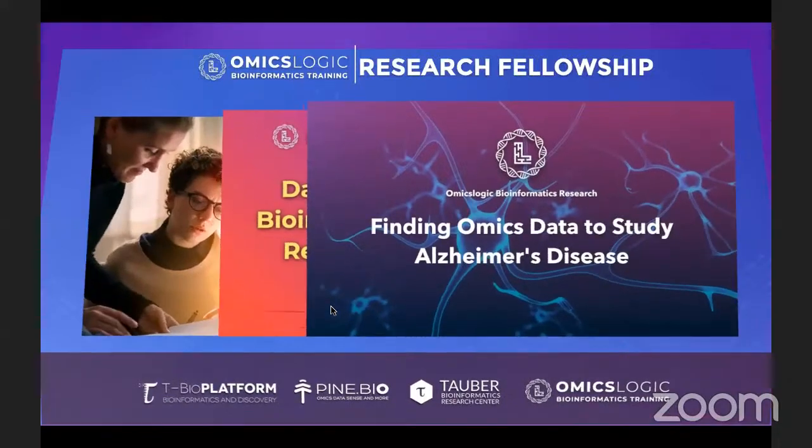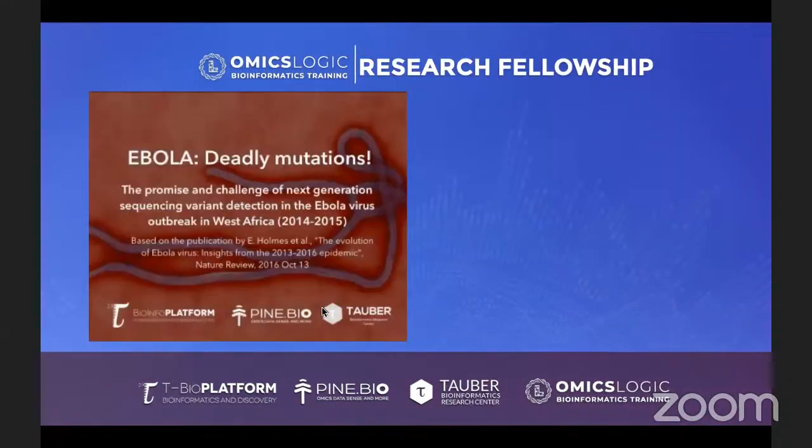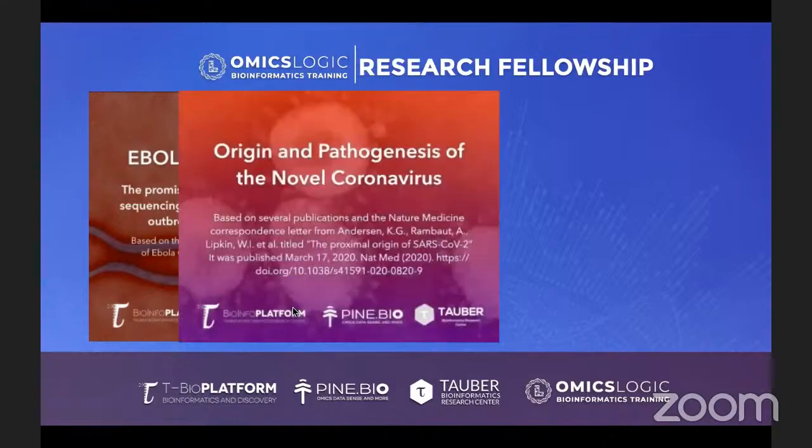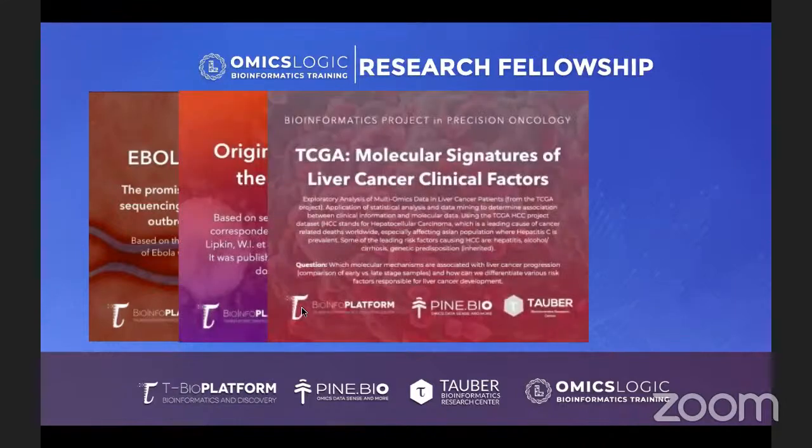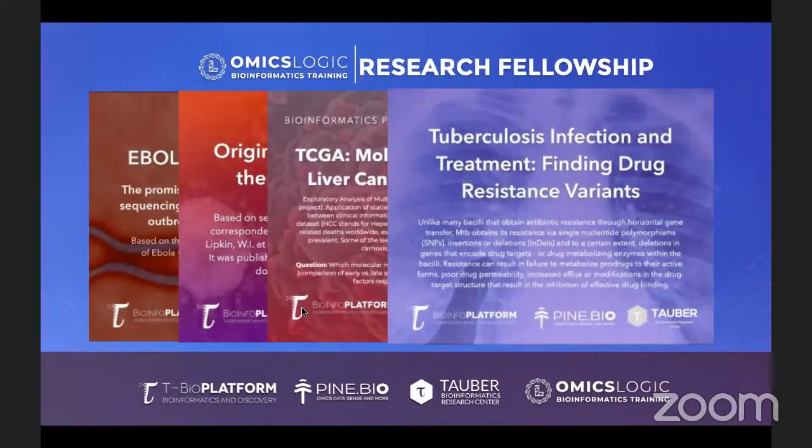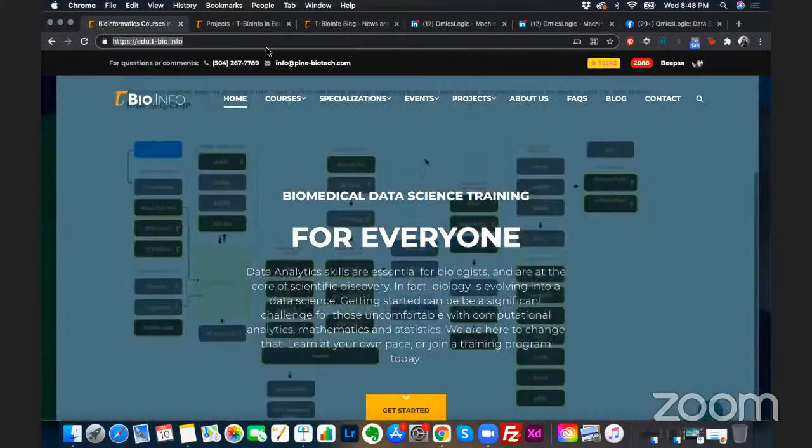Our team has also designed some new projects for our research fellows to learn from before they start working on their own project, like the Ebola virus, COVID-19, liver cancer, and tuberculosis. Every month, our team adds new example projects taken from peer-reviewed publications on different areas of bioinformatics research. So please start by creating a free account on edu.t-bio.info. And now let us go back to the website to view some of these projects.